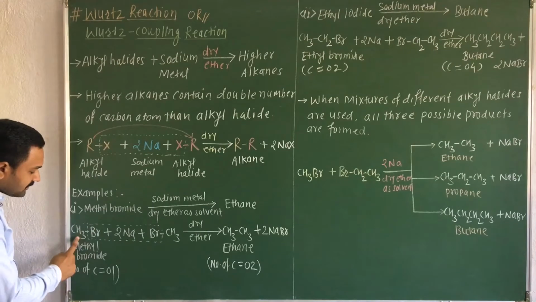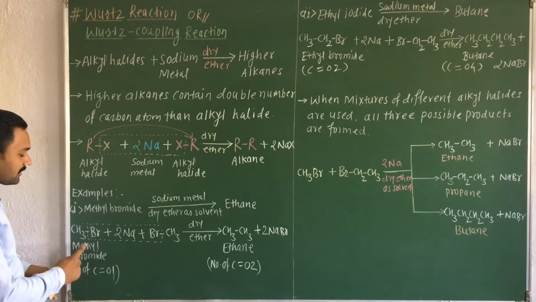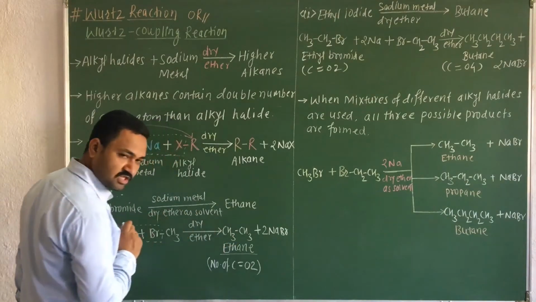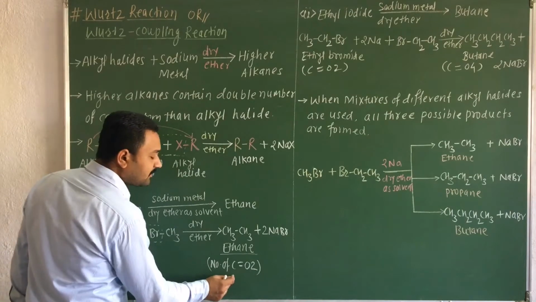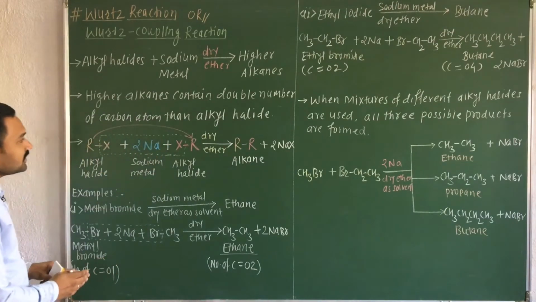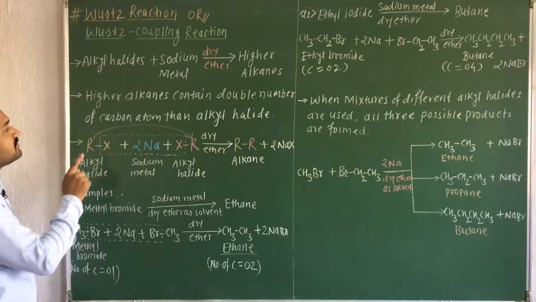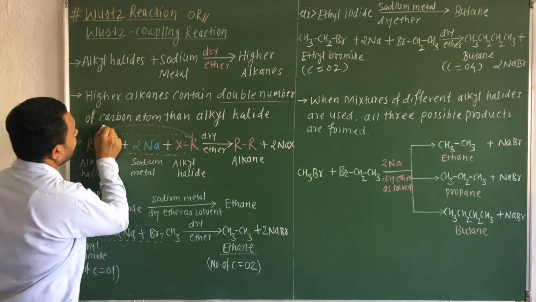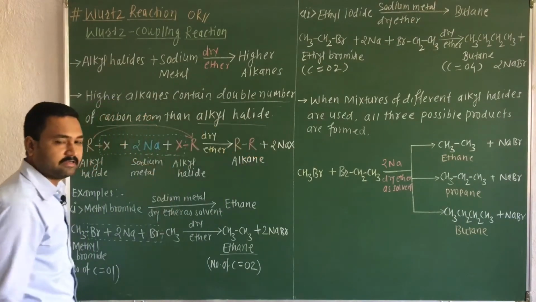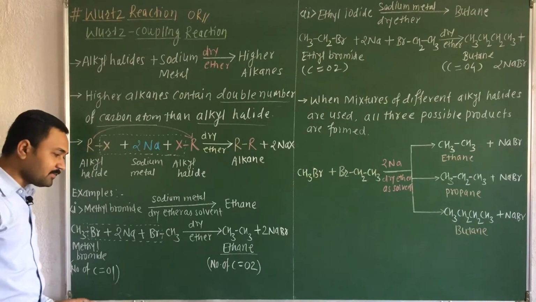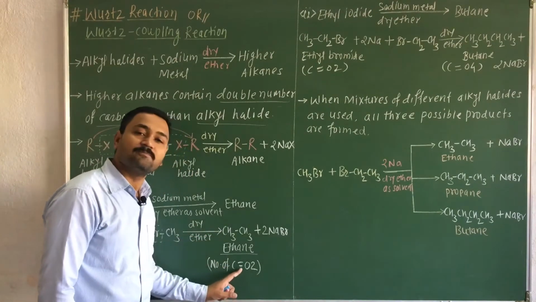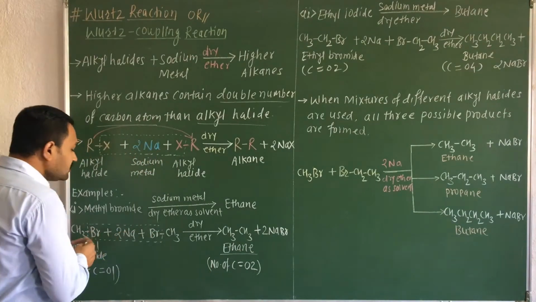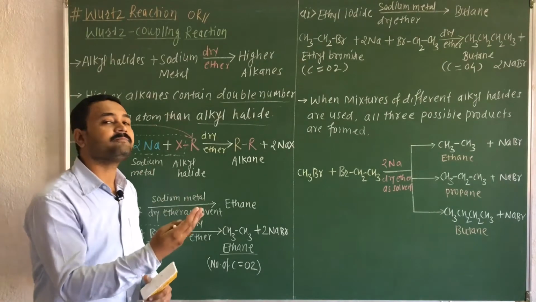Remember, in methyl bromide the number of carbon atoms is only 1, but in the product, ethane, the number of carbon atoms is 2. So we have already considered this point: higher alkanes contain double the number of carbon atoms of the alkyl halides. In the alkyl halide there is only 1 carbon atom, but in the product you get 2 carbon atoms. Obviously, by combining the two alkyl groups we get the higher alkane.